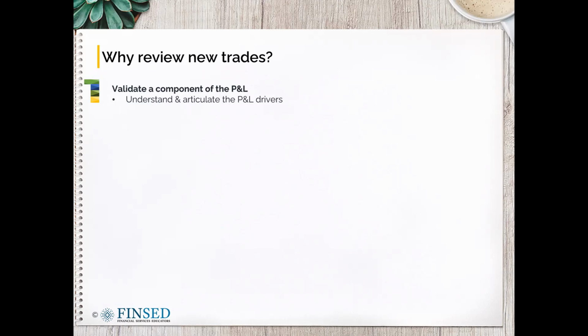And for these newly originated trades, we need to perform some reviews to ensure that the financials we're reporting are accurate. So new trades form their own component or category of the P&L. So we need to be able to understand how that particular financial result was generated. We need to ensure it's accurate, and we need to be able to articulate the drivers of that P&L.